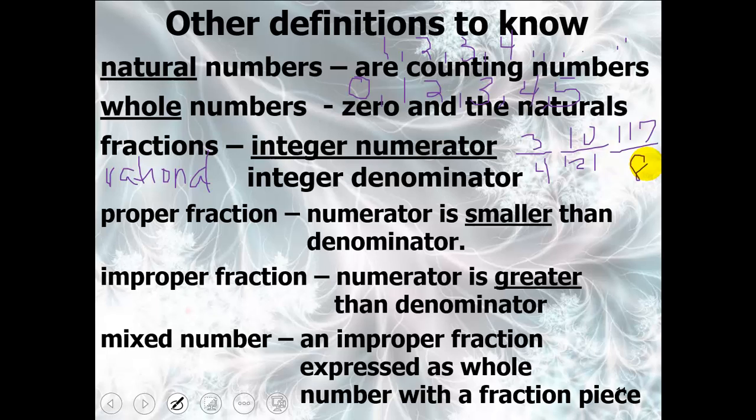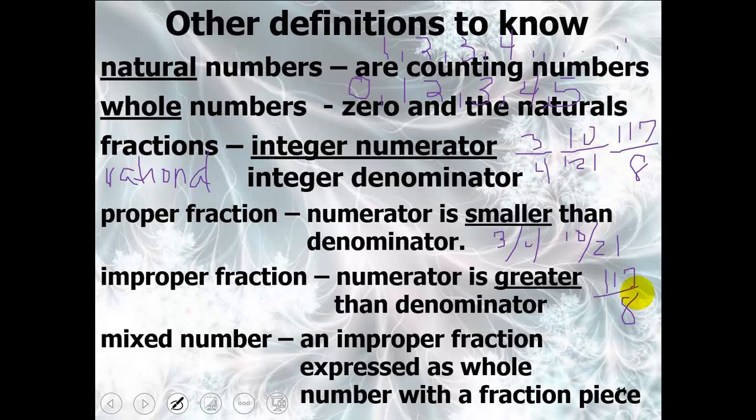A proper fraction, when you see the term proper fraction, that is when your numerator is smaller than your denominator. 3/4 is a proper fraction. 10/21 is a proper fraction. An improper fraction is when the numerator is greater than the denominator. In the example up above under fractions, 117 over 8. The numerator is bigger than the denominator. And a mixed number.